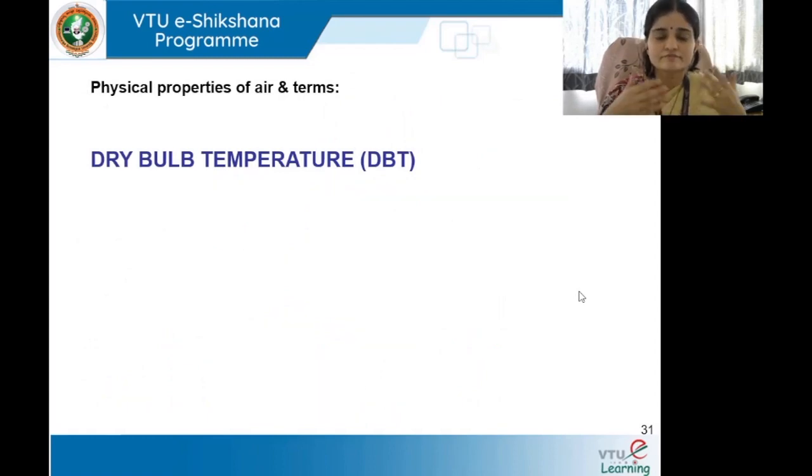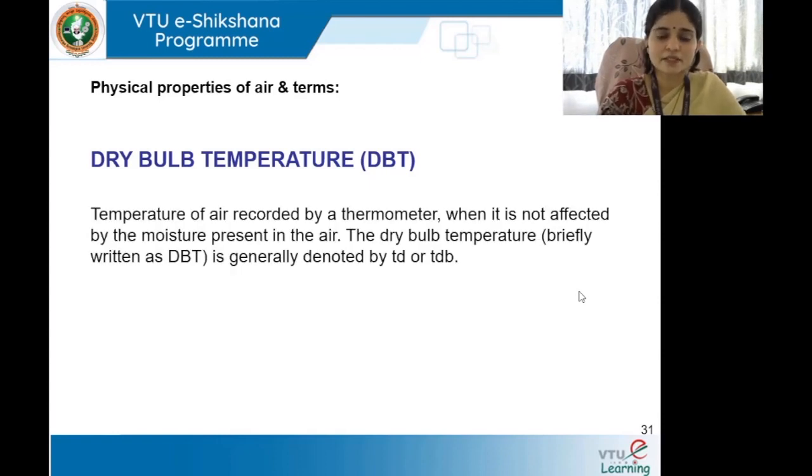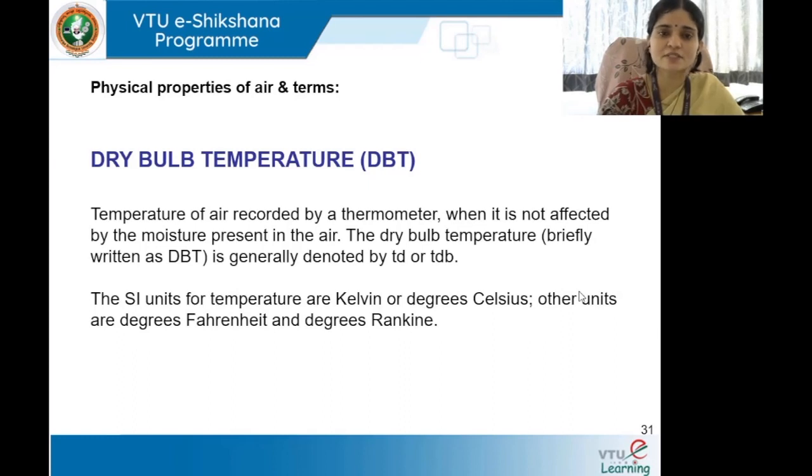The whole branch is now based on understanding physical properties of air and the terms. Let us begin with the first basic terminology, dry bulb temperature, DBT. It is the temperature of air recorded by a normal thermometer when it is not affected by the moisture present in the air. The DBT is generally denoted as TD or TdB, and the short form is DBT. The SI units are Kelvin, degree Celsius. Also, we parallelly use Fahrenheit or degree Rankine.